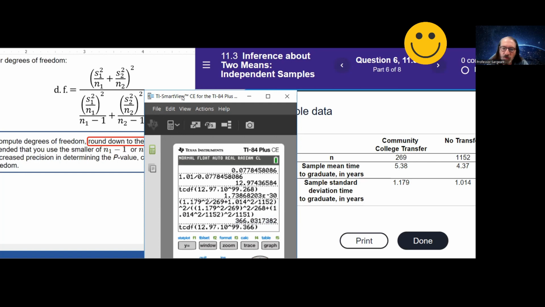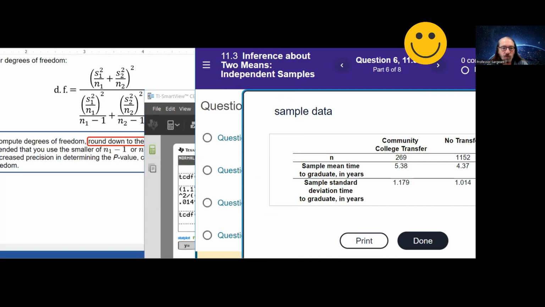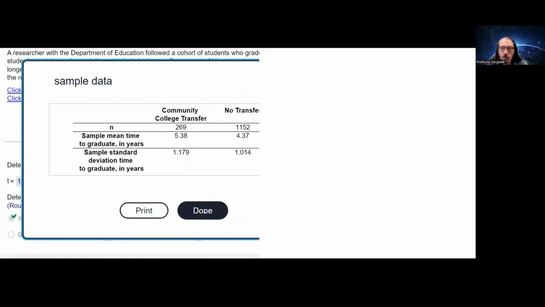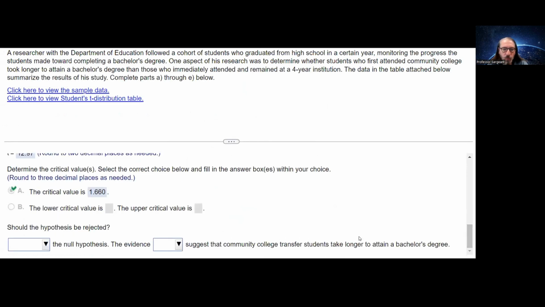And if I repeat what I did with TCDF, I'm getting something even smaller. Now, after the decimal point, you've got 31 zeros, and that 3 is not showing up until the 32nd decimal place. Anyway, we're coming up with P less than 0.05. So we reject. We do have evidence that, thinking about the population of all community college students compared against the population of all those who go straight to a four-year institution, on average, the community college students do take longer.